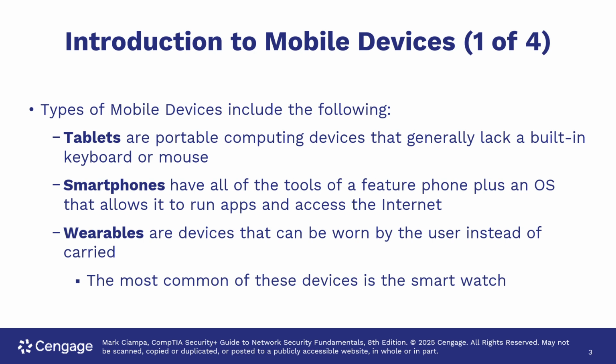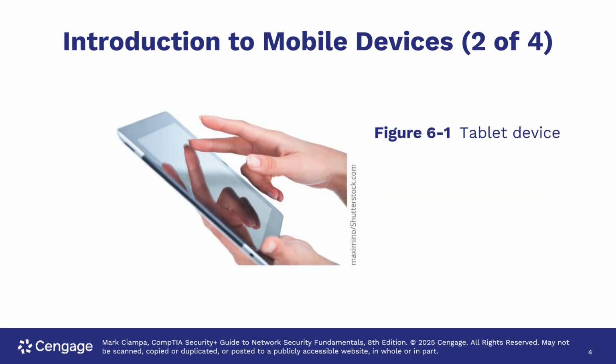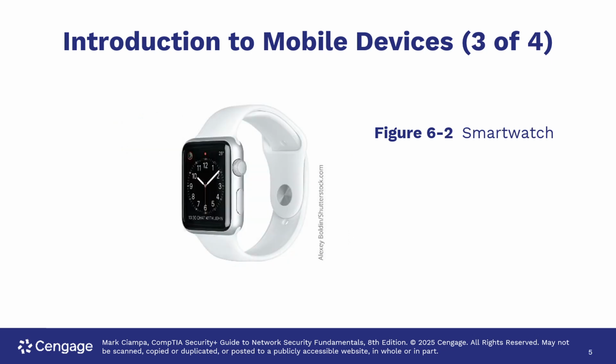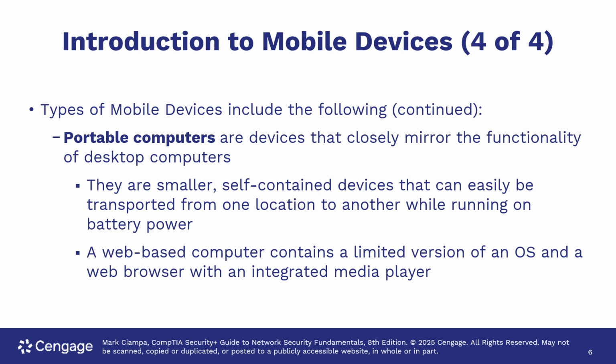Starting off, the types of mobile devices include the following. So you have tablets, smartphones, wearable devices. The most common devices like these are the smartwatch. So here's an example of a tablet device. Here's an example of a smartwatch. The types of mobile devices include the following.